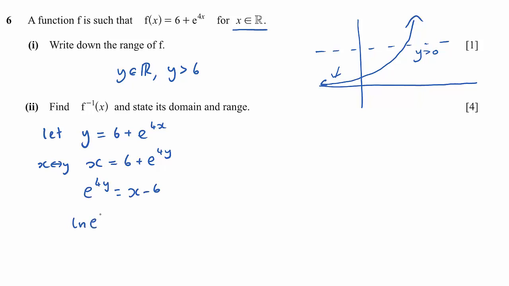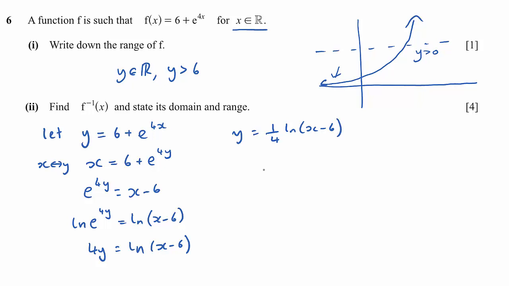Take the natural log of both sides, and then we know the natural log and the exponential are inverse functions, so this just becomes 4y, and then y is going to be 1/4 ln (x minus 6), and so we can say that the inverse function is 1/4 ln (x minus 6).